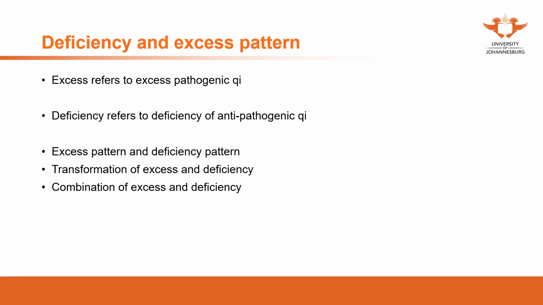And then the excess can also be the excess pattern. So these are two different terms, excess and excess pattern. Excess refers to the excess or the strong pathogenic qi. The struggle between the antipathogenic qi and pathogenic qi is more focused on the pathogenic qi. And in this situation, the pathogen is very violent. And in the meantime, the antipathogenic qi or the healthy qi is also still strong. So the struggle between these two different qi is very violent.